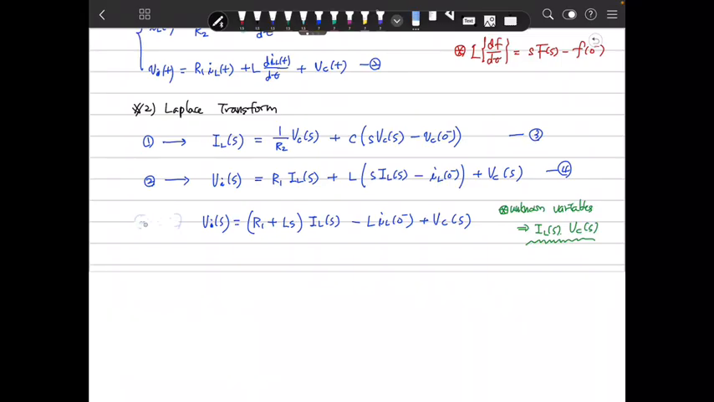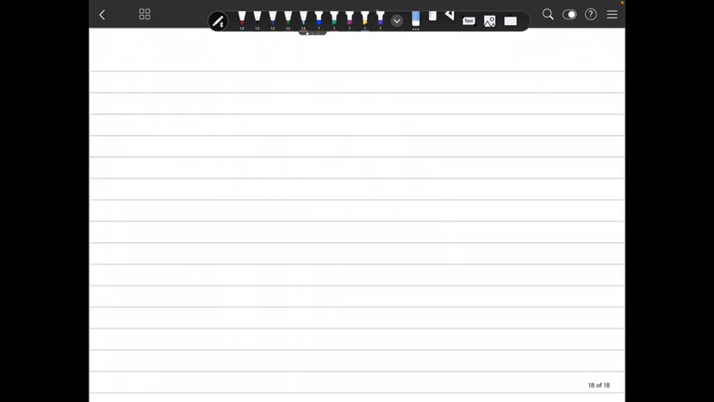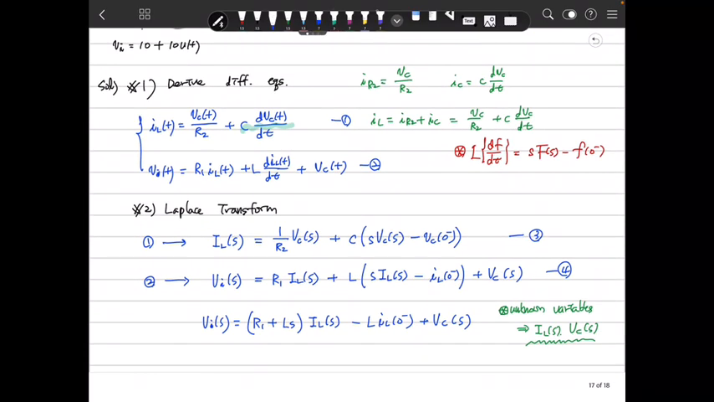So from here we insert the equation. We need more space, so I think we will remove another page. So we insert equation 3 into 4. Then VIS will be R1 plus LS, instead of IL, we insert this variable.